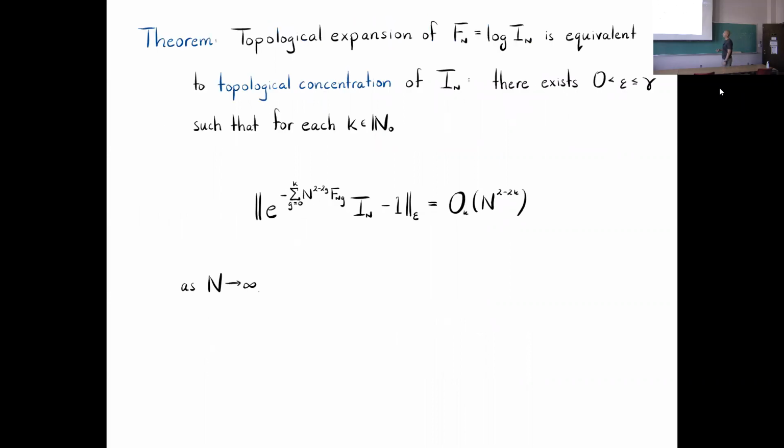Okay? And here's another hard result, which is that topological expansion of this free energy for complex data is equivalent to topological concentration of I_N. So you normalize this oscillatory integral by the exponentials of the free energies that have to be the genus G free energies if this conjecture is true. You subtract 1 and ask, how big is this difference in sup norm? If it's O of n to the 2 minus 2k, where this is allowed to depend on k, so for each fixed k, as n goes to infinity, then in fact you're done. So topological concentration is equivalent to topological expansion. And there's a good reason for this, and I'll show you that reason. Maybe you can already see why it is.